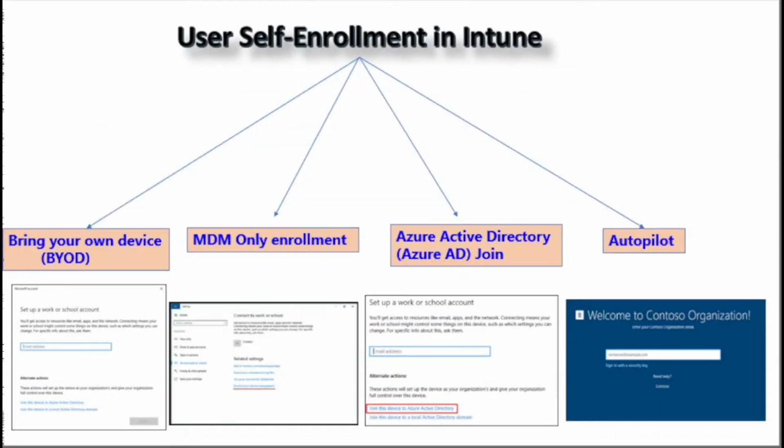Now we just discussed that there are two methods to enroll a device in Intune. So now let's talk more about user-driven self-enrollment in Intune. A user can self-enroll their Windows device by using any of these methods. They can enroll using bring your own device, also known as BYOD. They can also use the MDM-only enrollment option. They can perform Azure AD join enrollment, or they can even perform an Autopilot enrollment and make their device business ready.